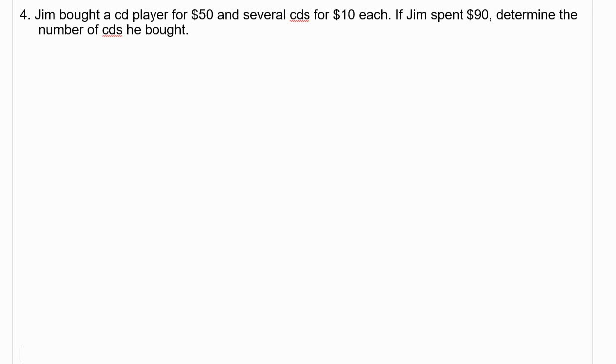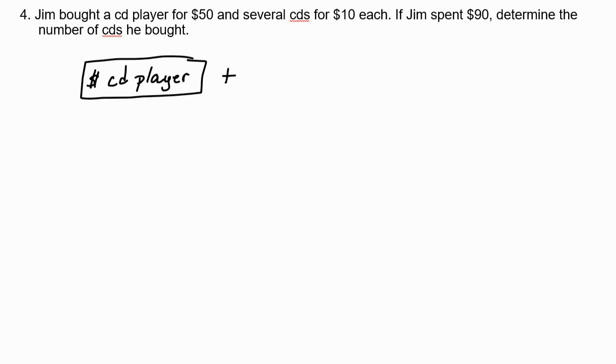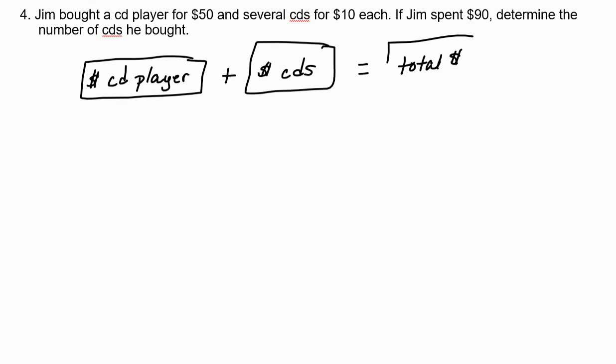Okay. So again, I'm going to draw a sort of diagram here to help me out. I've got the cost of the CD player plus the cost of the CDs, and that will give me the total cost. Okay, the CD player is $50. CDs are $10 a piece, so it's 10 times however many I have. Right, if I bought 2, that'd be 10 times 2, $20. If I bought 4, 10 times 4, so $40. And I know that altogether I spent $90.